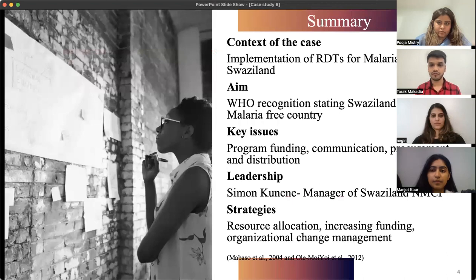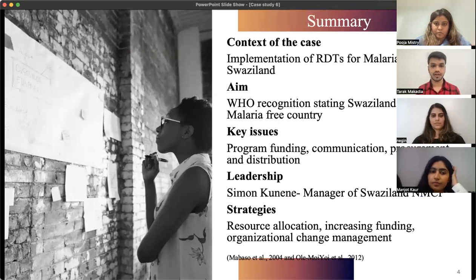To give a brief overview of this case: in 2011, Swaziland became the first nation in sub-Saharan Africa to adopt a national malaria elimination strategy. As per NMCP, the use of rapid diagnostic tests for detecting malaria was the center of focus to boost the national malaria surveillance system and improve case management in Swaziland.